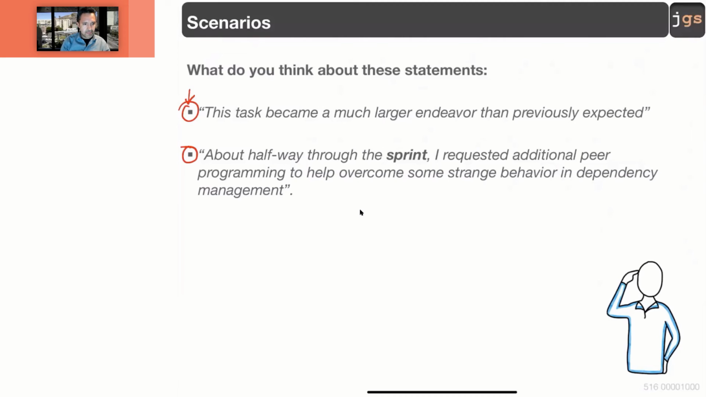That first one, a very common one, guys. At the end of the sprint, noticing that the endeavor was bigger than we expected. This is a problem. It's a problem with the team.